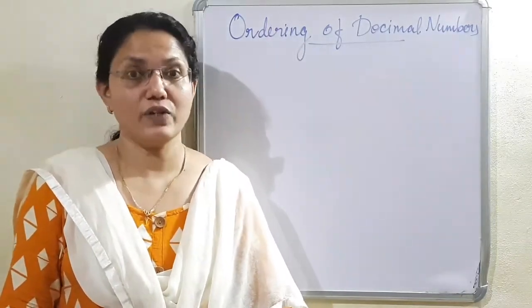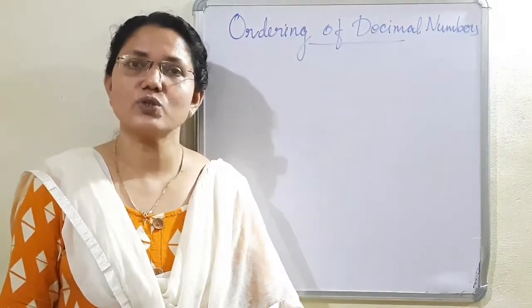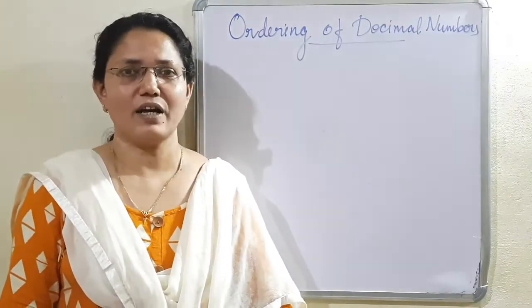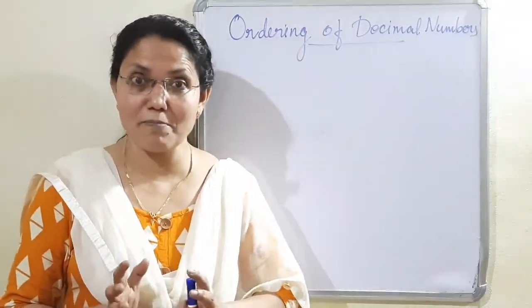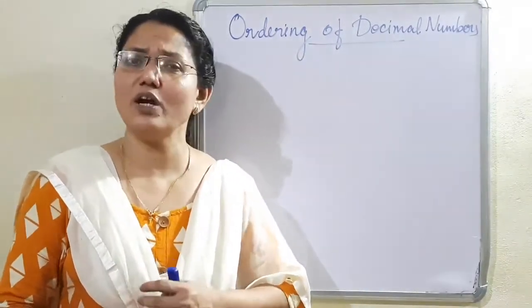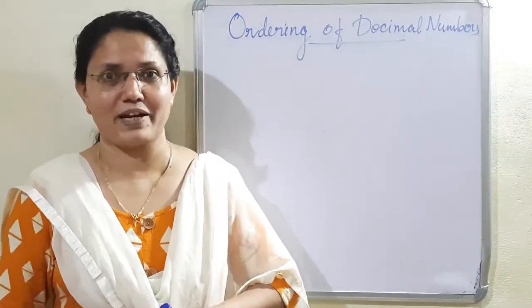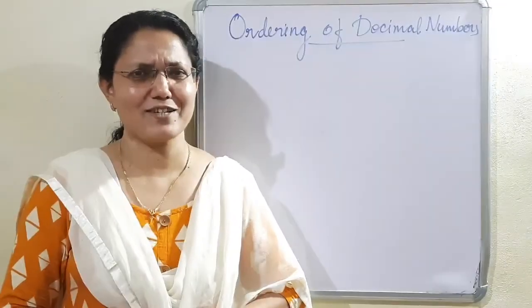First itself, if the given numbers are unlike, we should change this into like decimals. After that, compare its whole number part. If the whole number parts are equal, then only we have to compare the decimal part. In decimal part, which is the highest place?